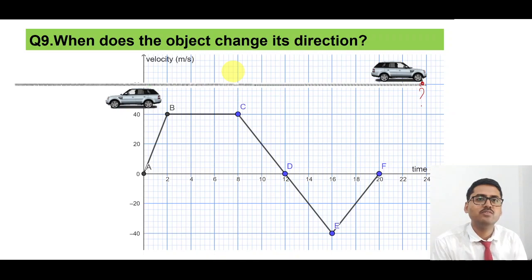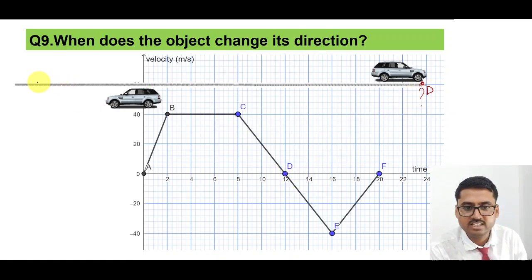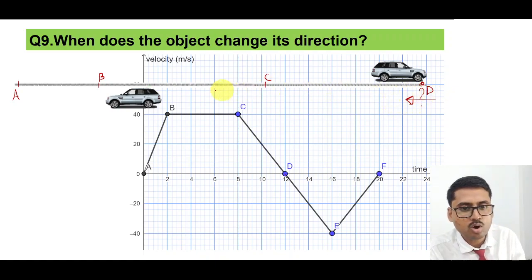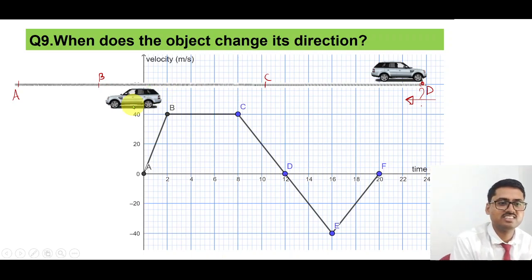Well, if you have got the answer, then you can clap for yourself. The answer is D. This point basically denotes D. The object started at point A. From A to B it was accelerating. From B to C it was moving at constant velocity. From C to D it was decelerating, but at point D it also changed its direction and is coming in the opposite direction over here.